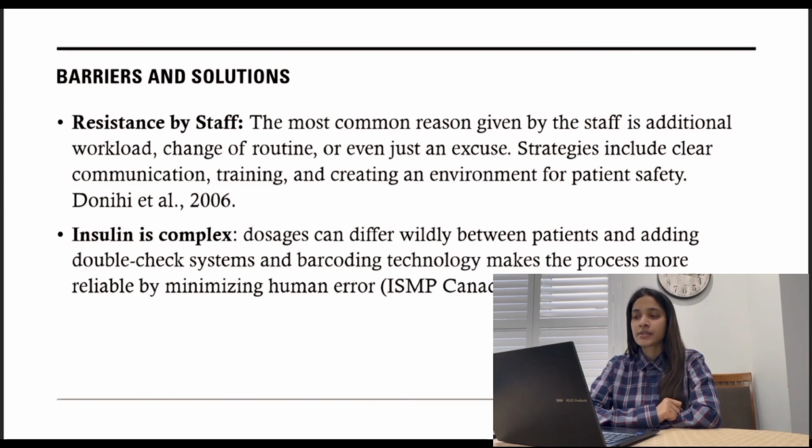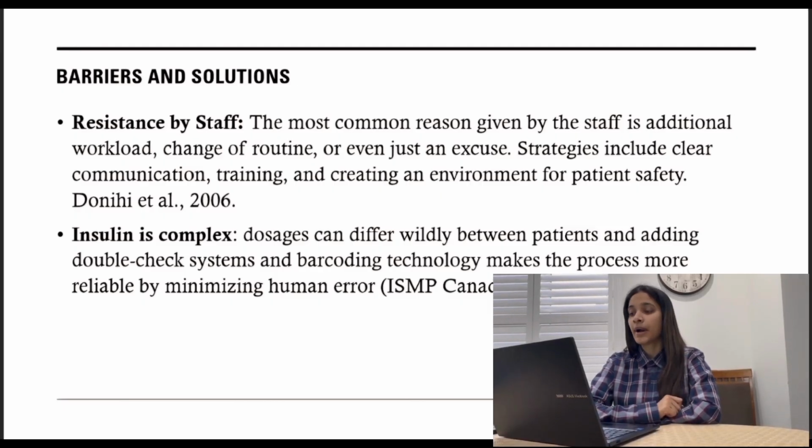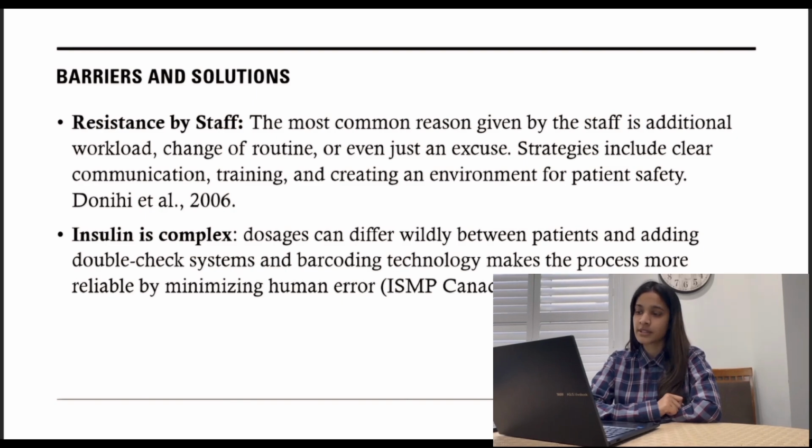Barriers include resistance by staff and the complexity of insulin. In resistance by staff, the most common reasons given are additional workload, change of routine, and even just an excuse. Strategies include clear communication, training, and creating an environment for patient safety, according to Donahue et al. 2006. Insulin is complex. Dosages can differ widely between patients, and adding double check systems and barcoding technology makes the process more reliable by minimizing human errors.